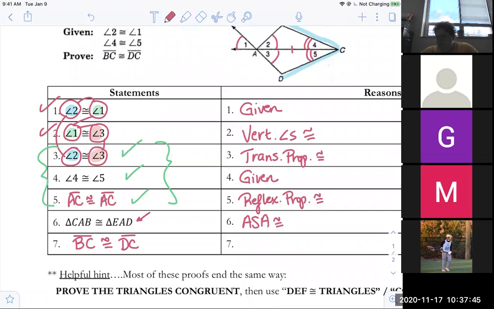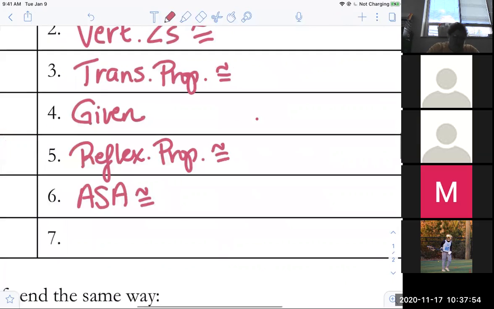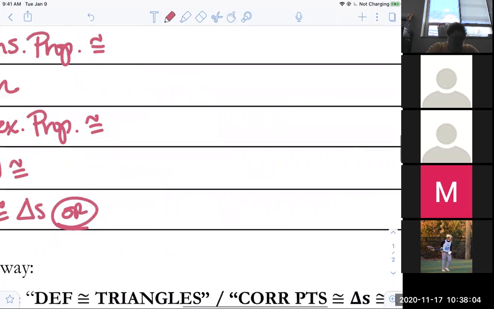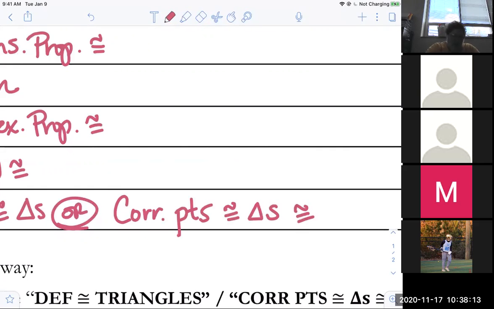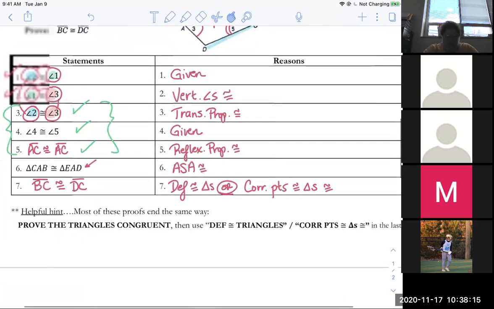Blair, what will the reason be? Definition of congruent triangles. Yeah, good. Now again, you can either write definition of congruent triangles, which I think is shorter and easier, but you can write that, or if you prefer to write corresponding parts of congruent triangles are congruent. That's just saying that because the triangles are congruent, all the parts are congruent.